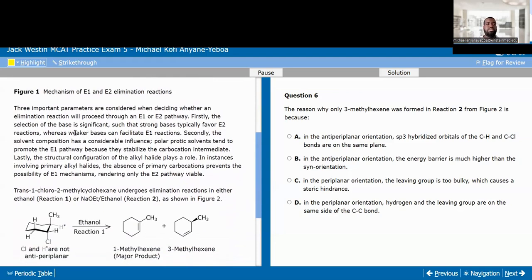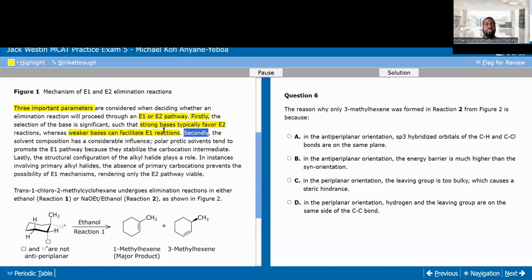Three important parameters are considered when deciding whether an elimination reaction will proceed through E1 or E2. I like to highlight words like firstly and secondly, because it helps me list them. The selection of the base is significant, such that strong bases typically favor E2, whereas weaker bases can facilitate E1 reactions. So you need a strong base.